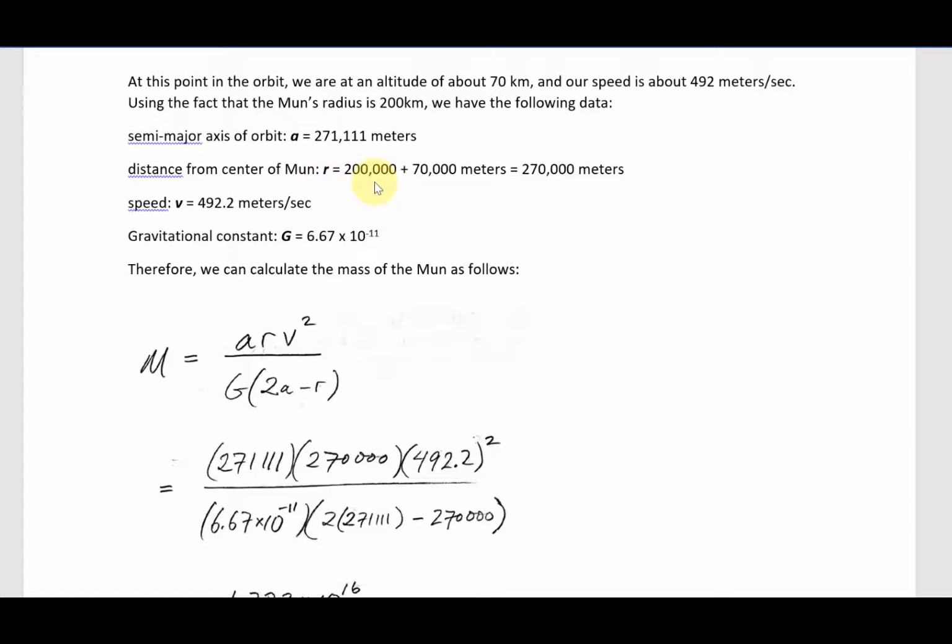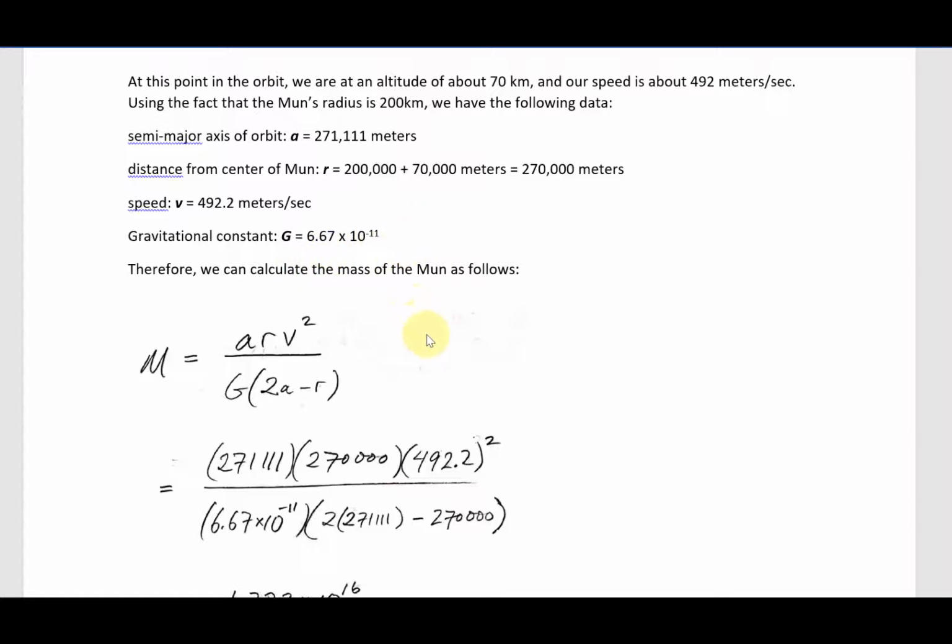The distance from the center of the Mun to the orbiting spacecraft, that's the r value, is the radius of the Mun, 200,000 meters, plus the 70,000 meter altitude. That gives me a radial distance from the center of the Mun of 270,000 meters. The speed at that point, when we hit 70,000 meters, was about 492.2 meters per second. And the gravitational constant, that's G, is 6.7 times 10 to the negative 11.